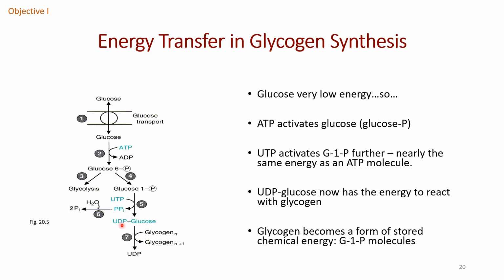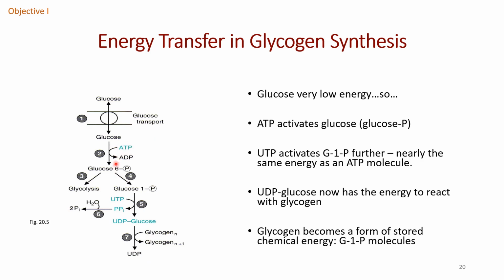So in the process, the UDP glucose being formed is now very high energy, and you can take glycogen and add that glucose residue onto the glycogen, and you liberate that UDP because it has energy. And we'll see how that works in the glycogen lecture. So here's the idea of transferring energy from ATP.